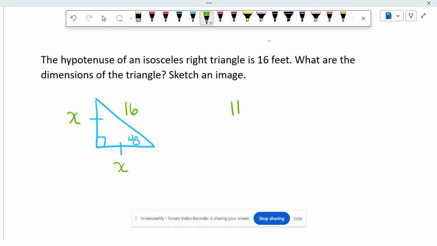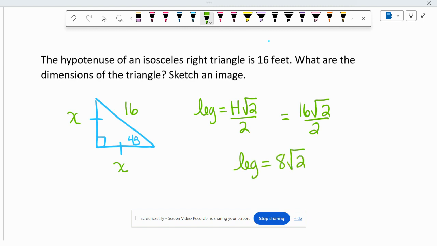Yeah, your leg equals your hypotenuse times the square root of 2 divided by 2. So say that again, Luke. You said 16 times the square root of 2 divided by 2. So what is the measure of my legs?